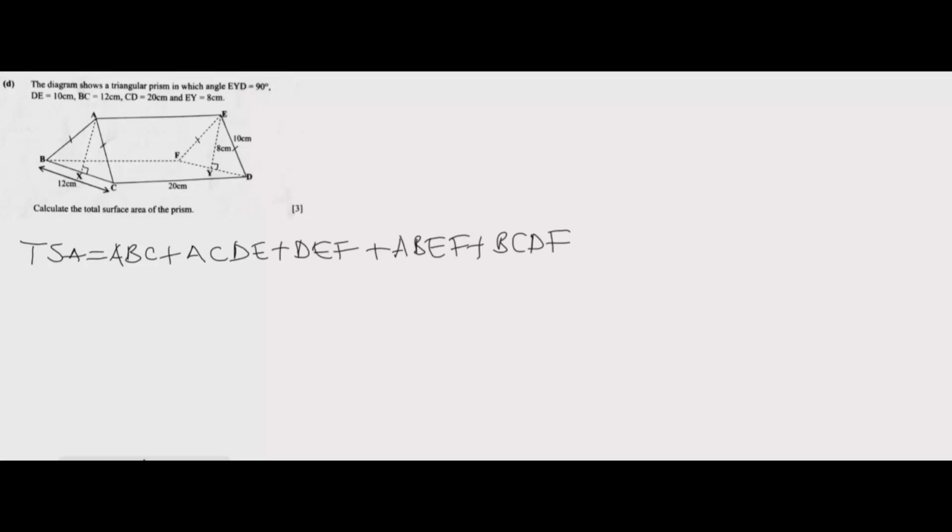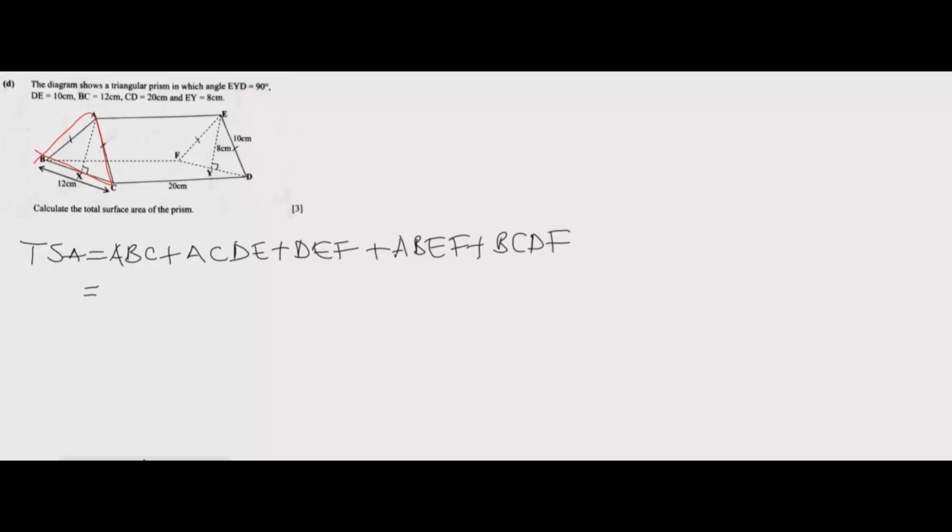The next thing we're going to do is now multiply. So the formula for the triangle ABC, the formula for this triangle I'm talking about is this one here.